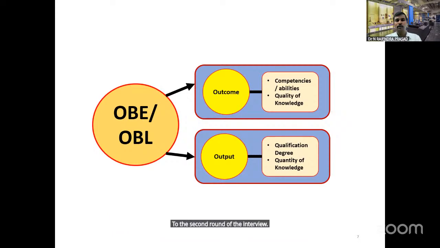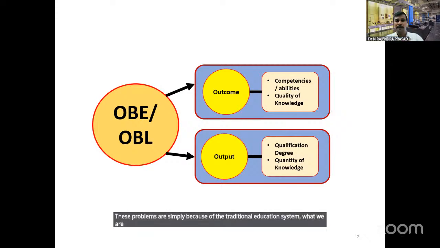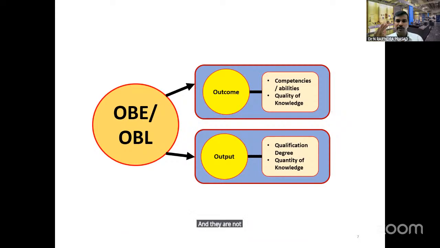So why are these problems there? These problems are simply because of the traditional education system that we have implemented. The skills we are implementing in the students are not good enough. They are not up to the mark, and they are not supporting the students to become employable.